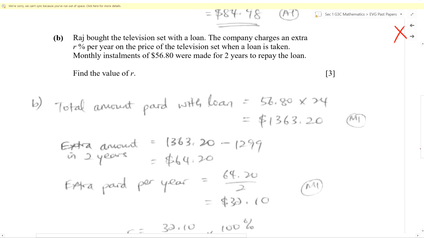So Raj bought the television with a loan, so it doesn't pay in full. Since you're not paying in full, the company will charge an extra R% of interest. So monthly installments of 56.8 were made for 2 years to repay the loan. So find the value of R. What is the interest? Now, how much did he pay altogether? So 56.8 over 2 years of 12 months each. This is the total that he is paying.